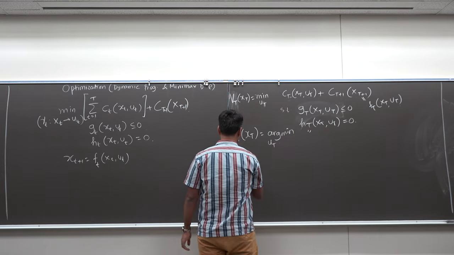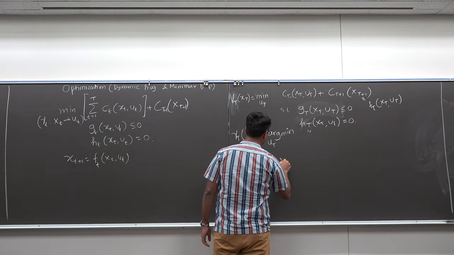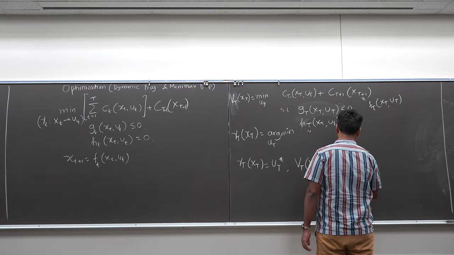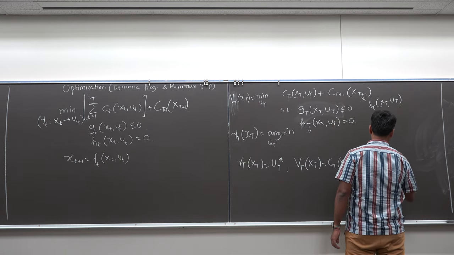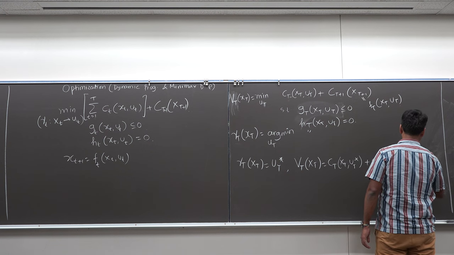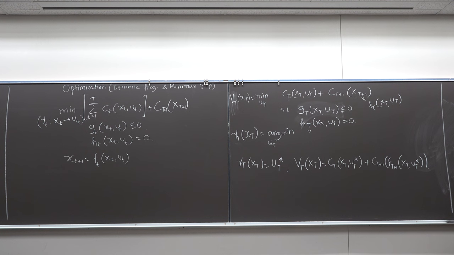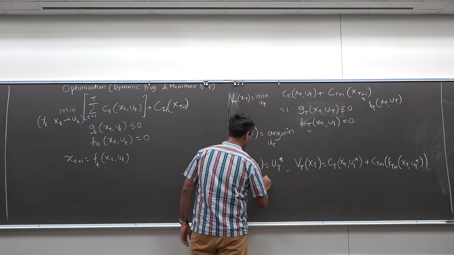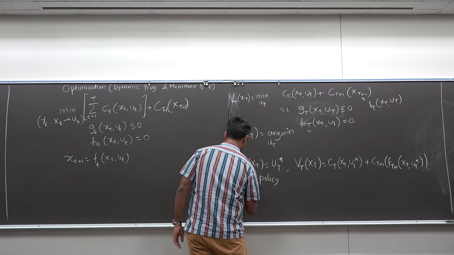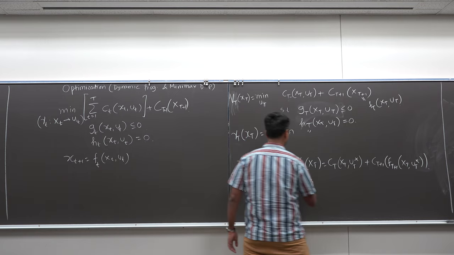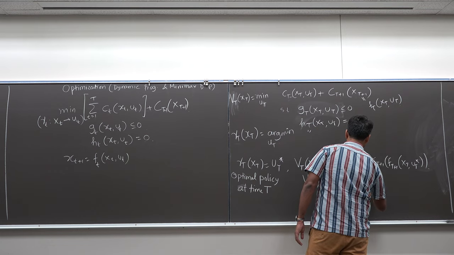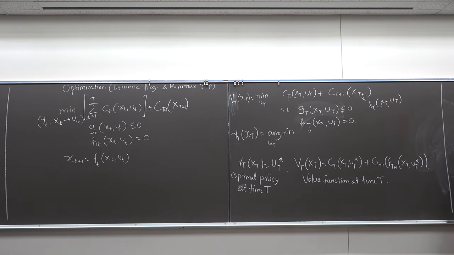So what I mean is my gamma T of X T equals U T star, and my V T of X T equals C T of X T, U T star plus C T plus 1. That is my optimal policy at time T, and this is the value function at time capital T. So I get two things when I'm solving this optimization problem: a value function and an optimal policy.